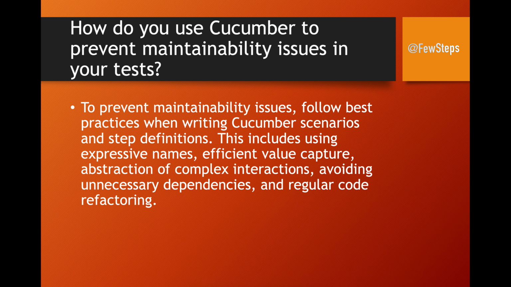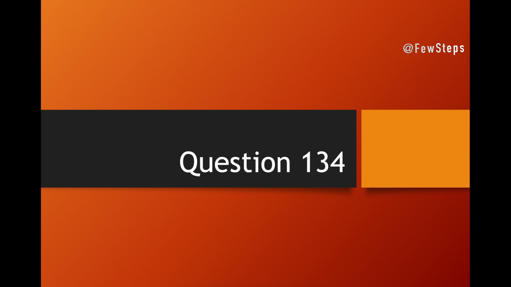Question 133. How do you use Cucumber to prevent maintainability issues in your tests? To prevent maintainability issues, follow best practices when writing Cucumber scenarios and step definitions. This includes using expressive names, efficient value capture, abstraction of complex interactions, avoiding unnecessary dependencies, and regular code refactoring.